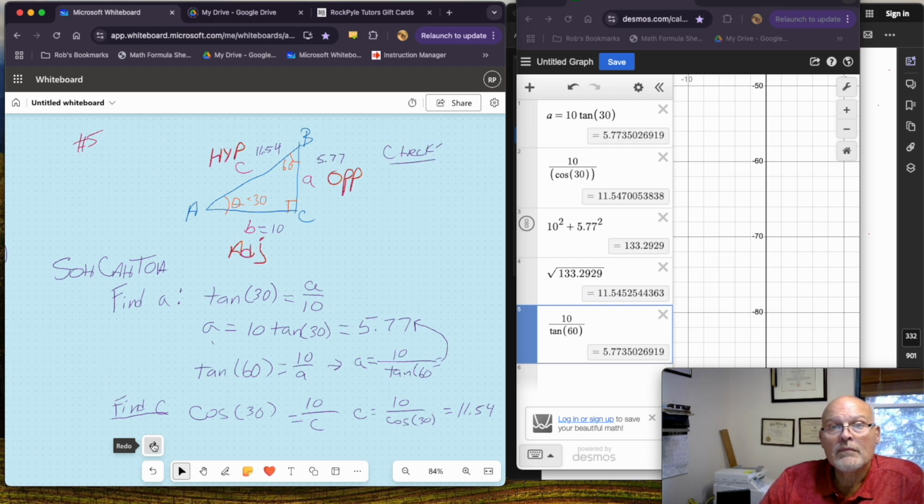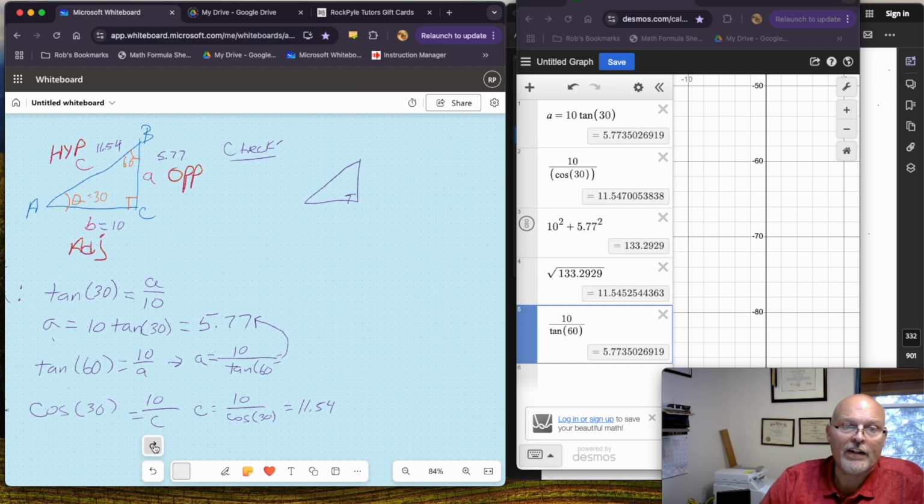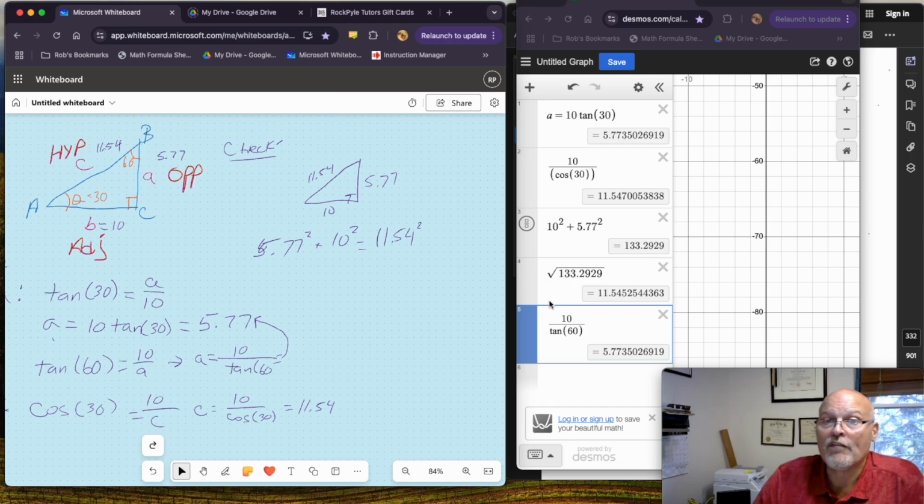All right. If I have my triangle there with my sides, how do I check if it's correct? Well, 5.77 squared plus 10 squared should equal 11.54 squared. If I come over here, 10 squared plus 5.77 squared is 133.2929, and the square root of that is 11.54. Probably rounded, probably should have been 11.55. Yep, 11.55, but you guys can get that. And that is how we do problem 5.